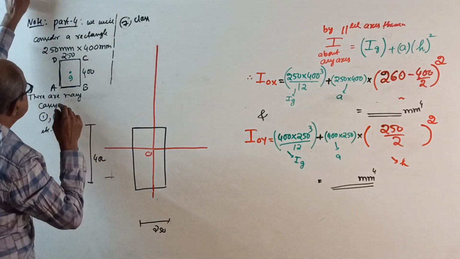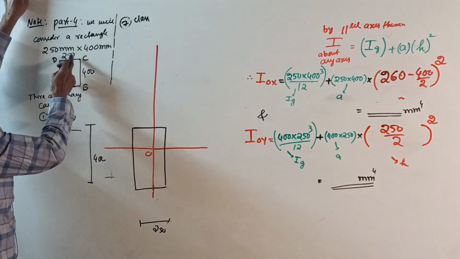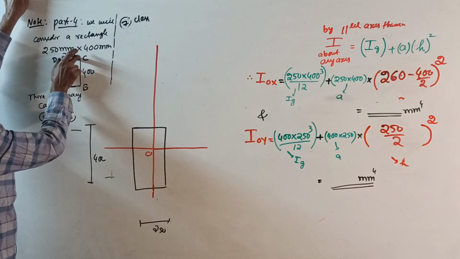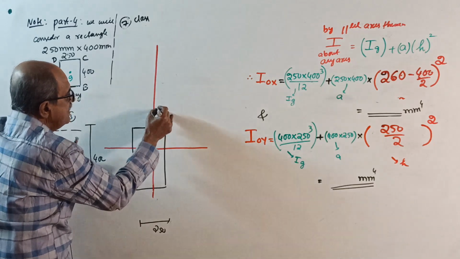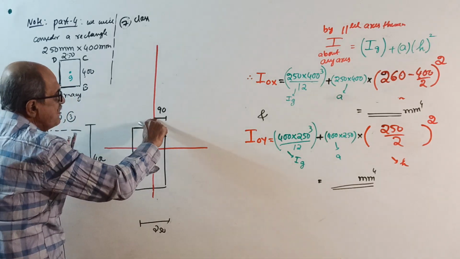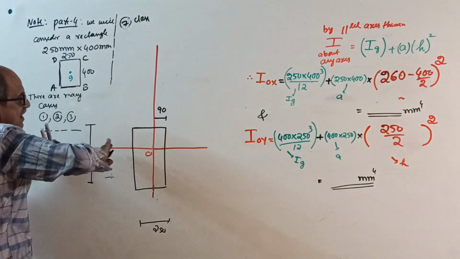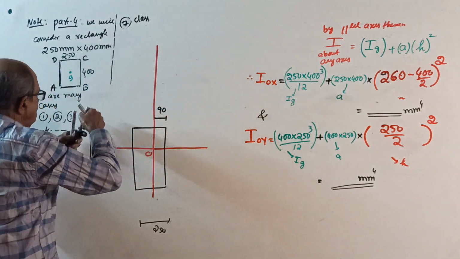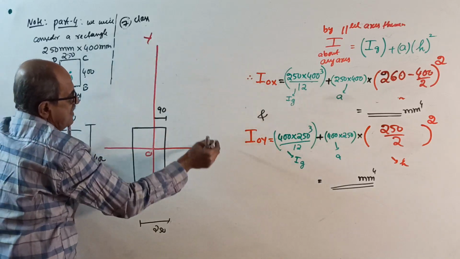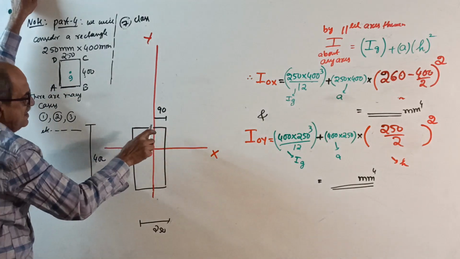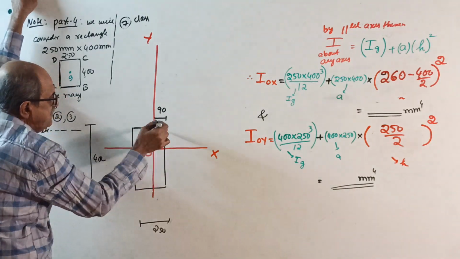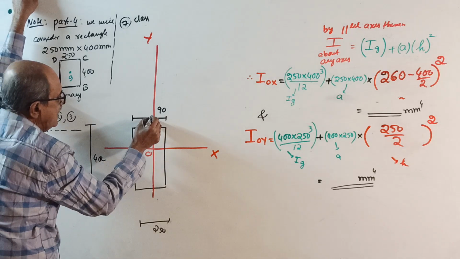so that width-wise, 250 is there. 90 mm is to the right side of OY, as given in the question. 90 mm of the rectangle is to the right of OY. So, see, 90 mm is to the right of OY. See, the rectangle is here. 90 mm should be on the right side.